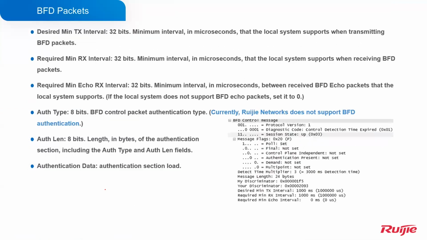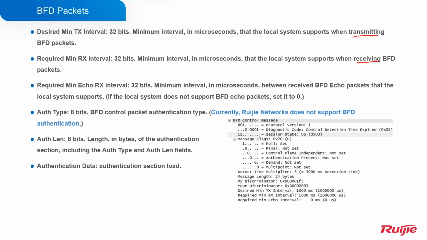Next, Desired Min TX Interval is 32 bits. It is the minimum interval in microseconds that the local system supports when transmitting BFD packets. And the Required Min RX Interval is also 32 bits. It's similar, actually: it's the minimum interval in microseconds that the local system supports when receiving BFD packets. So transmitting and receiving is the difference between them. And next, Required Min Echo RX Interval. From the name, we can know it is useful for the echo function. It's also 32 bits, and it's the minimum interval between received BFD echo packets that the local system supports.